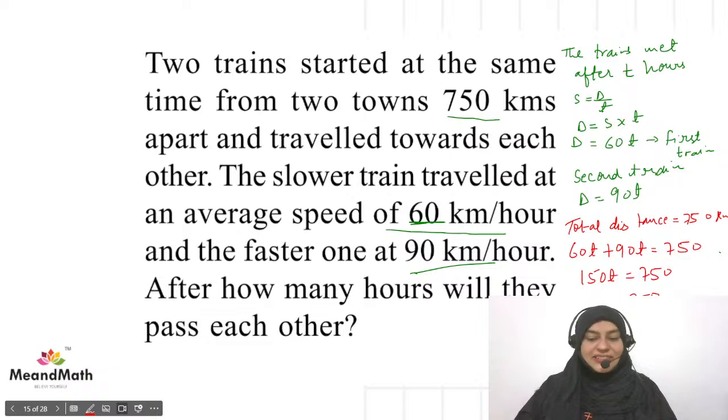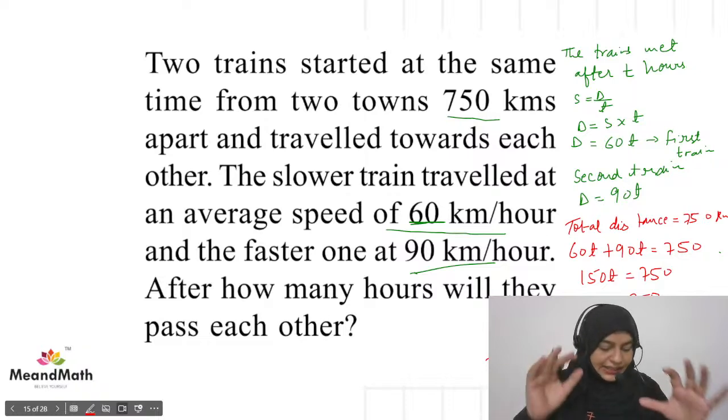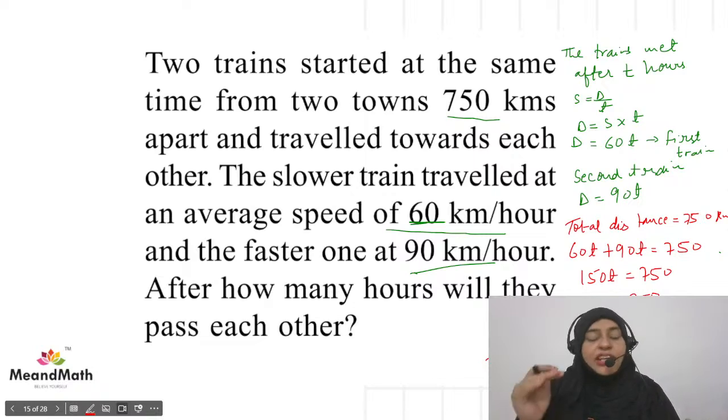So what is the answer? These two trains met after 5 hours. The question is so simple. It looks difficult, but we only need to try to understand the question, apply the formula, make the equation and find out the time.